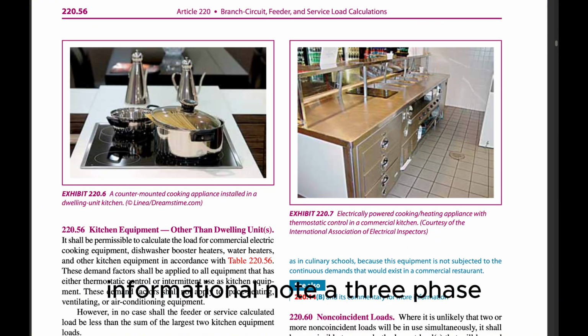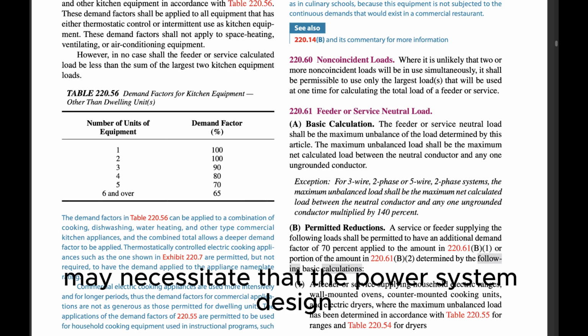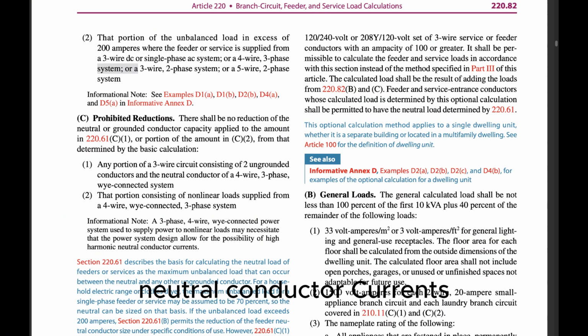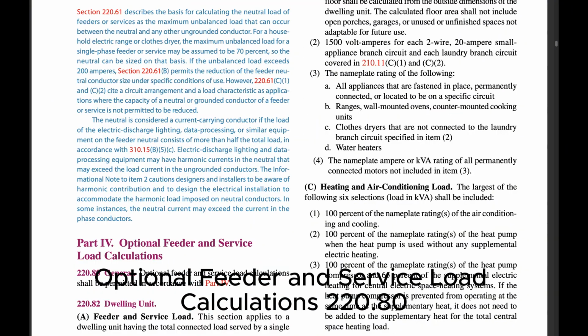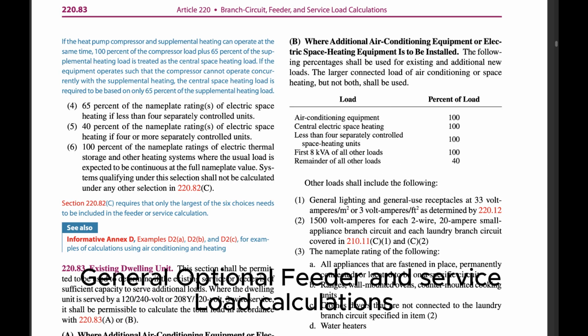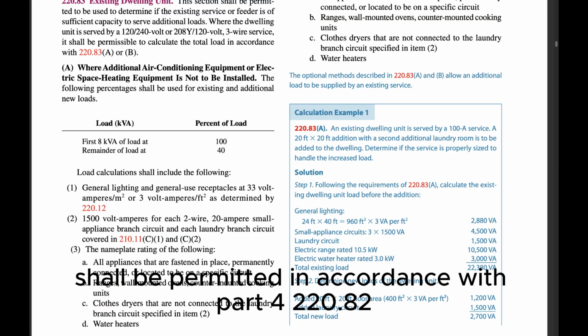Informational note: a 3-phase, 4-wire, Y-connected power system used to supply power to nonlinear loads may necessitate that the power system design allow for the possibility of high harmonic neutral conductor currents. Part 4. Optional feeder and service load calculations. 220.80 General. Optional feeder and service load calculations shall be permitted in accordance with Part 4, 220.82.